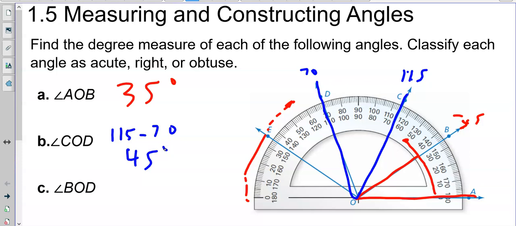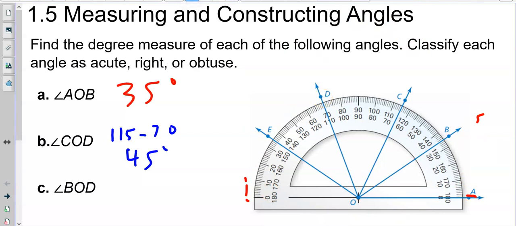Or if you look at the inside numbers, this one was 110, and this one was 65. Same thing. If you do 110 minus 65, you're going to get 45 degrees. So you can do it either way you want. And then BOD, this is getting a little messy here, so I'm going to clean this up.